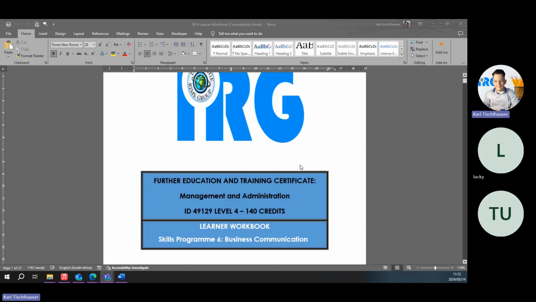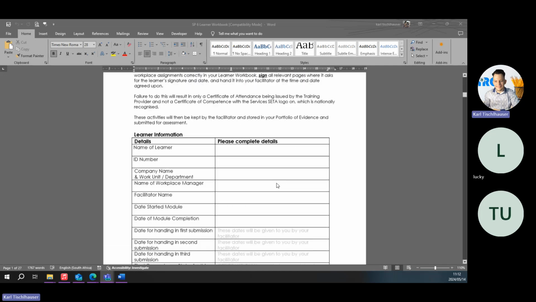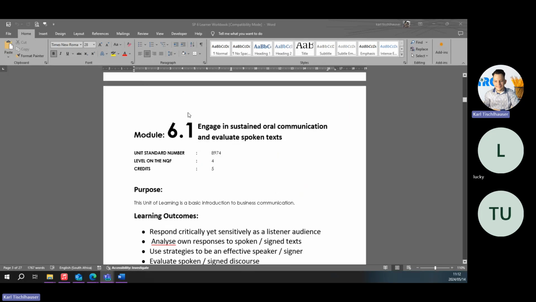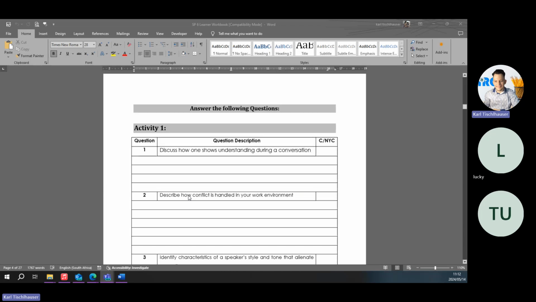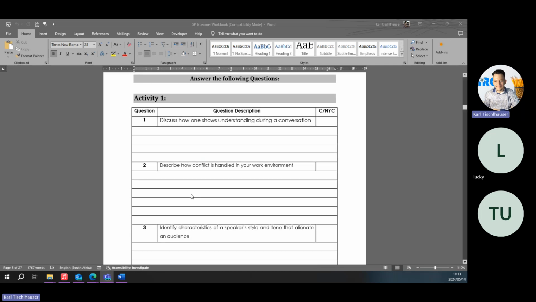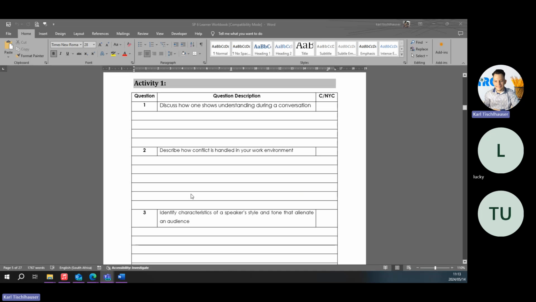So this is SP6, the formative. You'll see that it's all about English. So this unit standard is called Engage in Sustained Oral Communication and Evaluate Spoken Texts. Okay, and it's all about communication. You'll see that it says discuss how one shows understanding during a conversation. It's all going to be about how we communicate with each other, how we can gauge where another individual is proactively listening and understanding. Number 2 says describe how conflict is handled in your work environment. So this is a generic conflict management question.